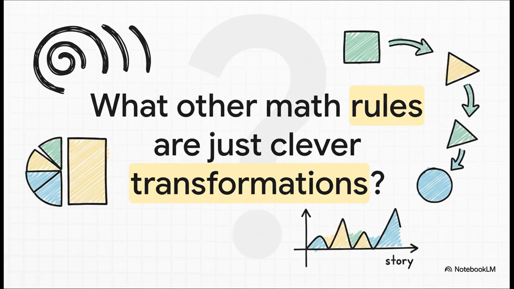You know, this just goes to show that some of the most famous rules in math aren't just things to be blindly memorized. They're actually the final chapter of a really cool logical story. It makes you wonder, doesn't it? What other formulas that we just take for granted are really just a clever transformation waiting to be unfolded?